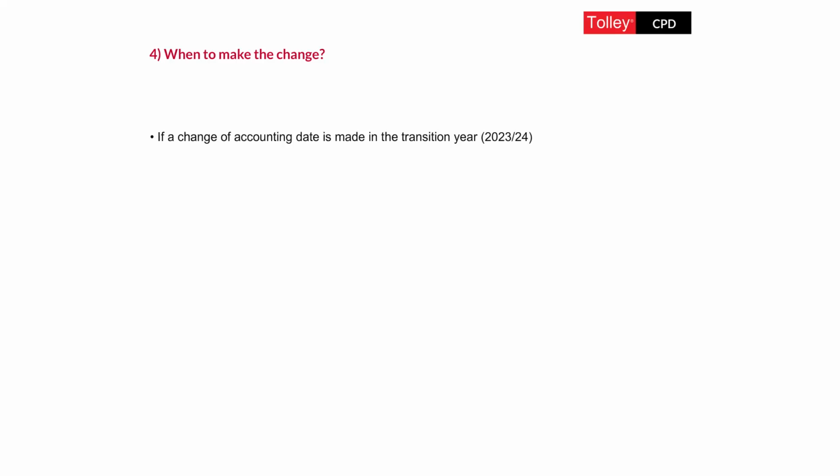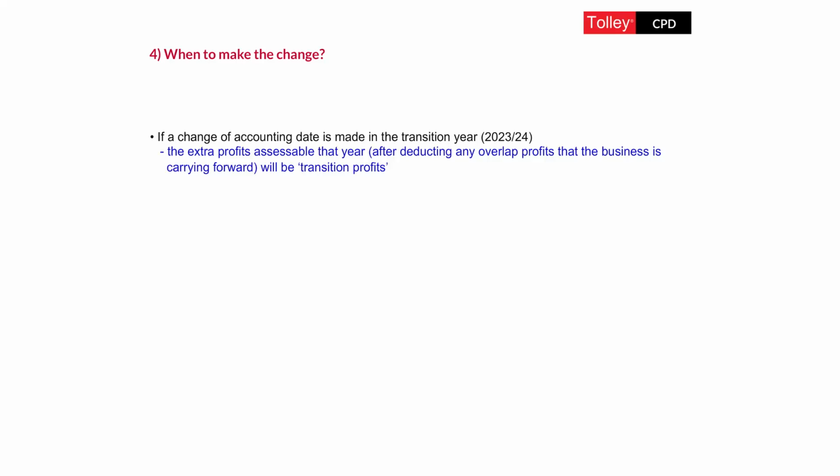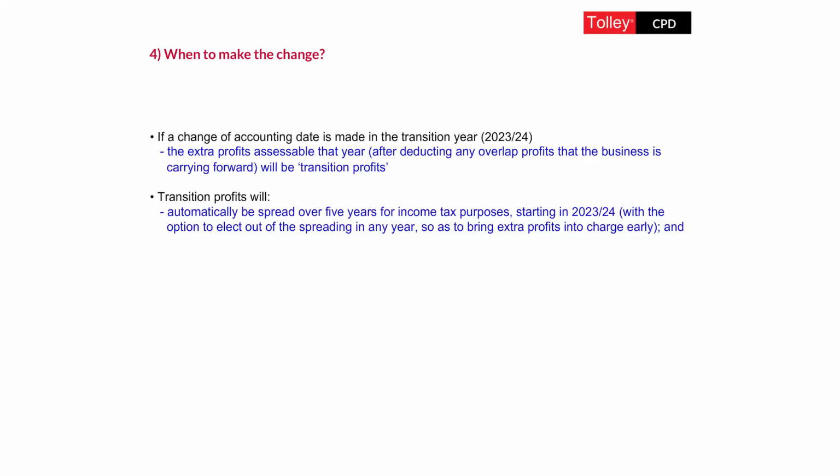If you do change your accounting date in the transition year, then the extra profits that are assessable in that year, because you've added in extra months worth of basis periods, are, once you've deducted any overlap profits that are being carried forward, going to be regarded as transition profits. And a reminder that transition profits, the taxation of them for income tax purposes is automatically being spread over 5 years, commencing in the transition year of 2023-24.